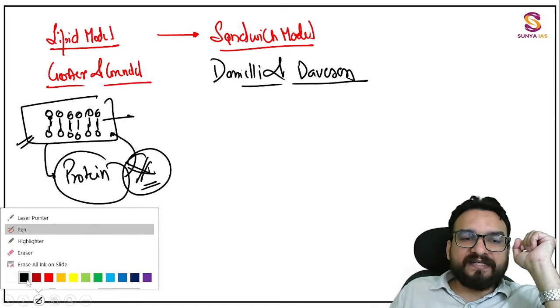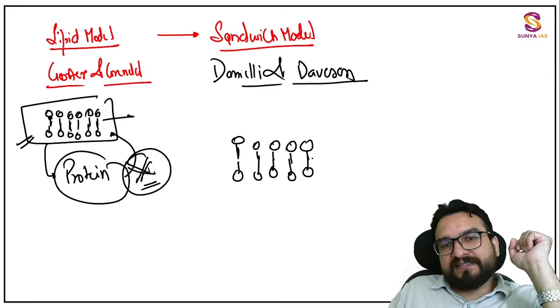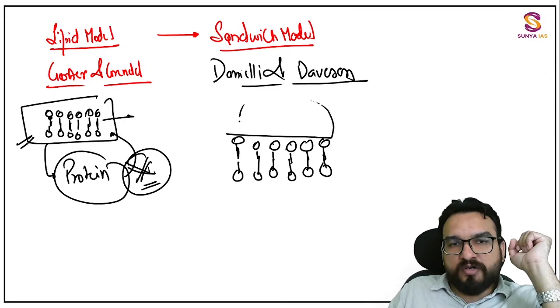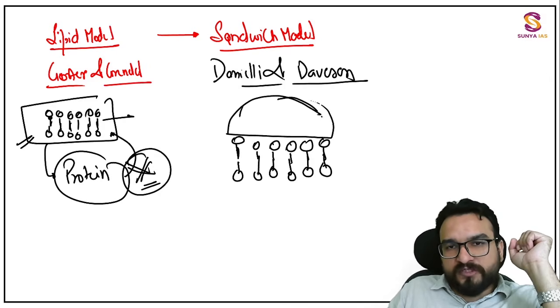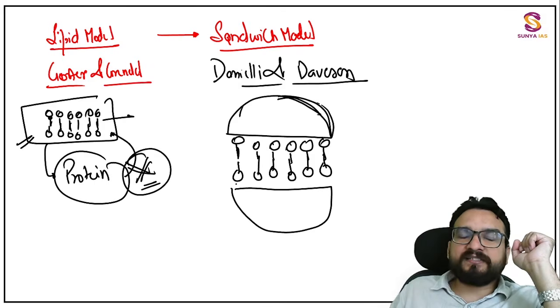Danielli and Davson said that over here, there is no doubt that there is a phospholipid layer, like this. And they suggested that there is a protein layer also, but the protein layer is embedded from both sides on these phospholipids, like this. Like this, there is a protein layer.